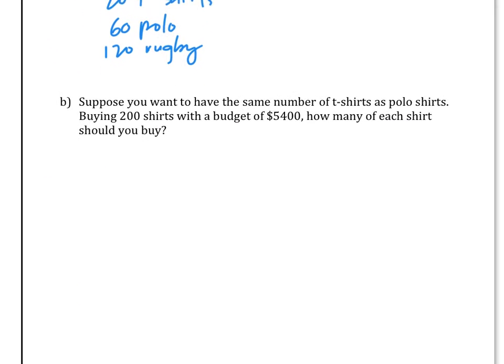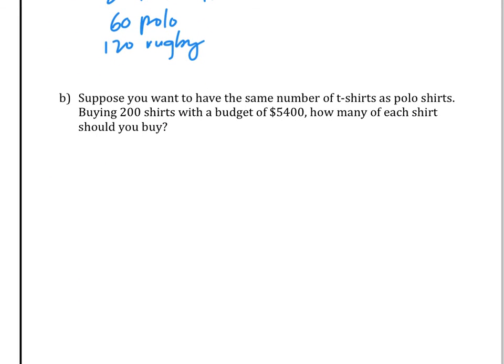All right, let's have you try the second one. We're going to use the same information from the previous problem, but this time you want to have the same number of t-shirts as polo shirts, and you have a reduced budget of 5,400. The question is again, how many of each shirt should you buy? So go ahead and pause the video, write your three equations, and then come back and check them first, and then solve it.